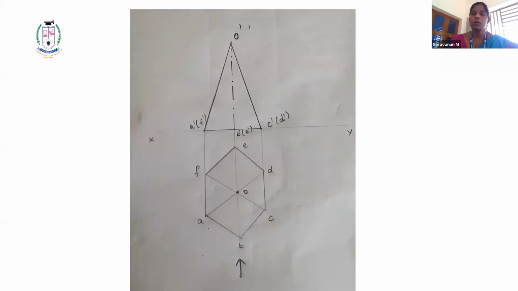Give the names here. Observe the arrow mark. From the arrow mark, which corners are visible? Here the visible corners are A, B, C.